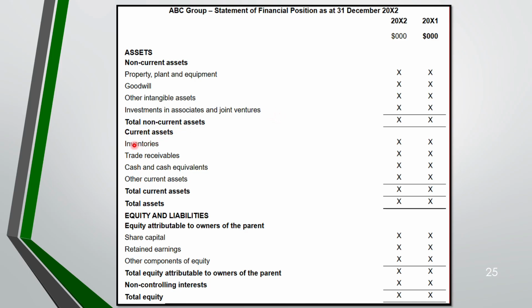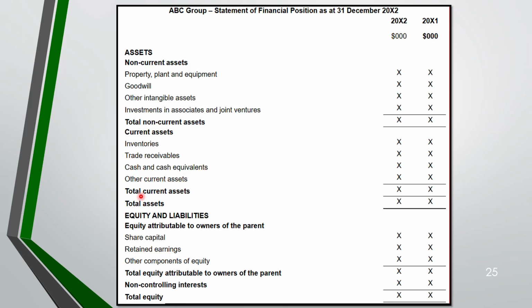Okay, then moving on to current assets. We start with inventory because inventory is the least liquid, okay, and we move towards more liquid. That is the order. Then trade receivables, cash and cash equivalents, and other current assets. For inventory we have IAS 2, and trade receivable is a financial asset. We have IFRS 9, and cash and cash equivalents we will do in IAS 7. Okay.